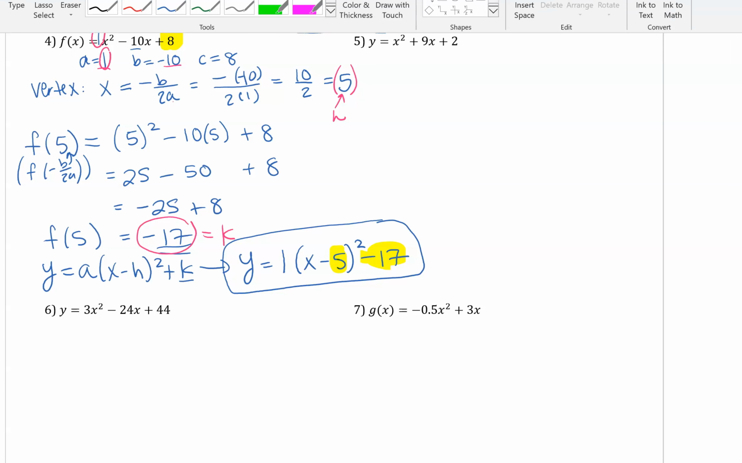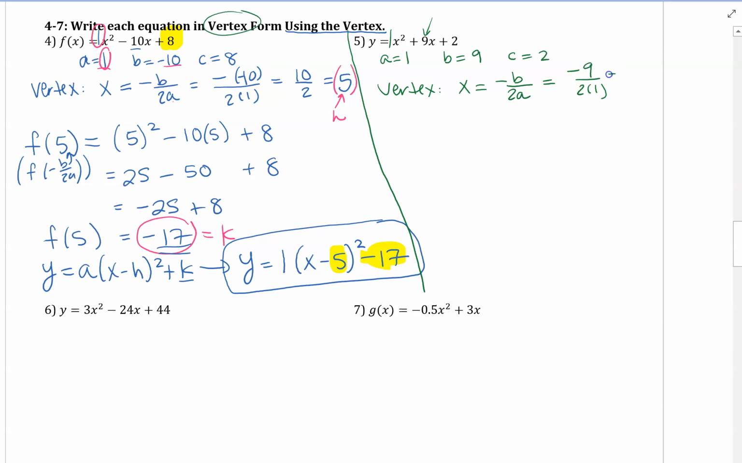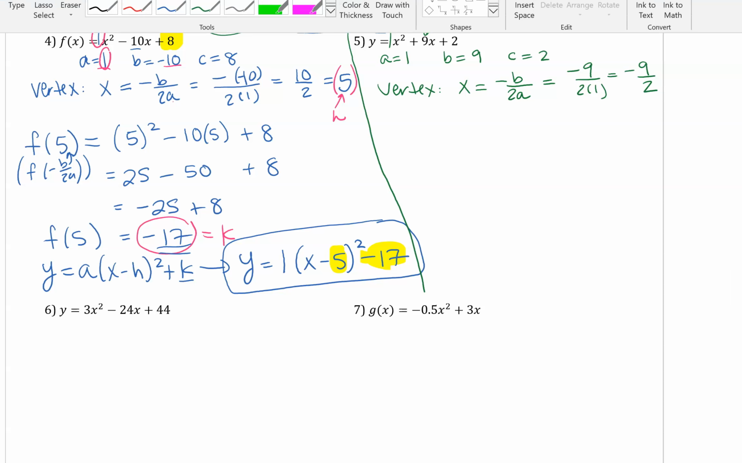Now let's try one where the b value is not even. So a is still 1, which is nice, but the b value is not even. So that means we might have to deal with some fractions. So notice a is 1, b is 9, c is 2, right? I'm starting in standard form and I'm trying to go into vertex form. So I need to find the vertex by finding that x coordinate, which we can find by doing negative b over 2a, which in this case would be negative 9 over 2 times 1, or negative 9 halves. That's h. So I just found h.